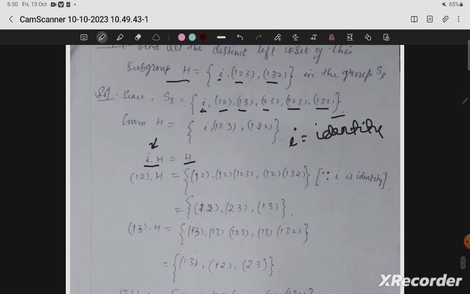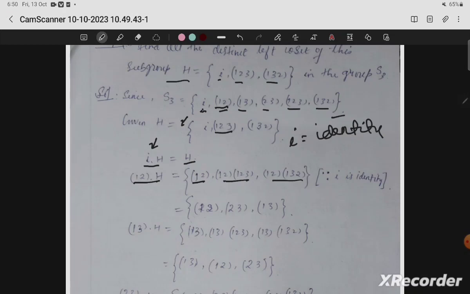Now the next is (1 2) multiplied with h. Then we will get (1 2) multiplied with I is (1 2), (1 2) with (2 3) is this, (1 2) with (1 3 2). So we will multiply these two permutations.